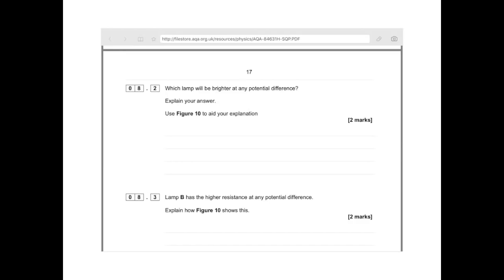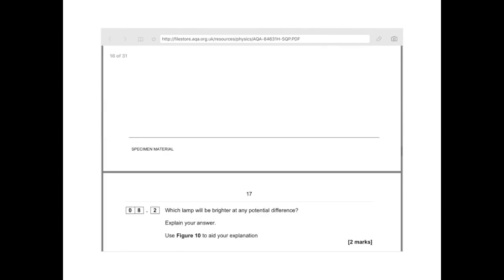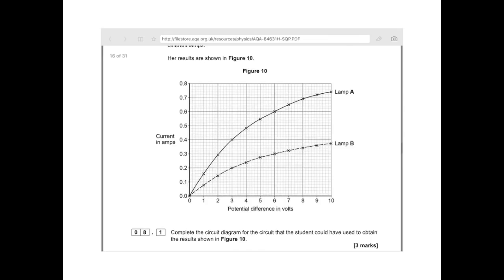8 part 2, which lamp will be brighter at any potential difference? Explain your answer. Use figure 10 to aid your explanation. Okay, let's have a look at the graphs then.